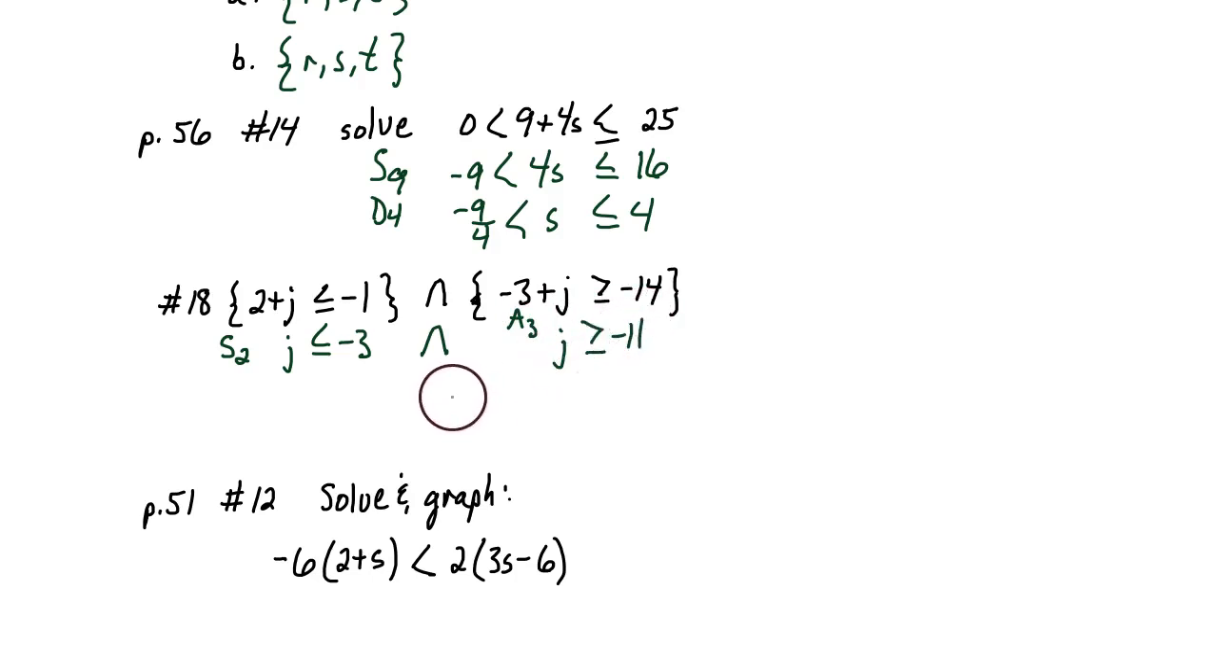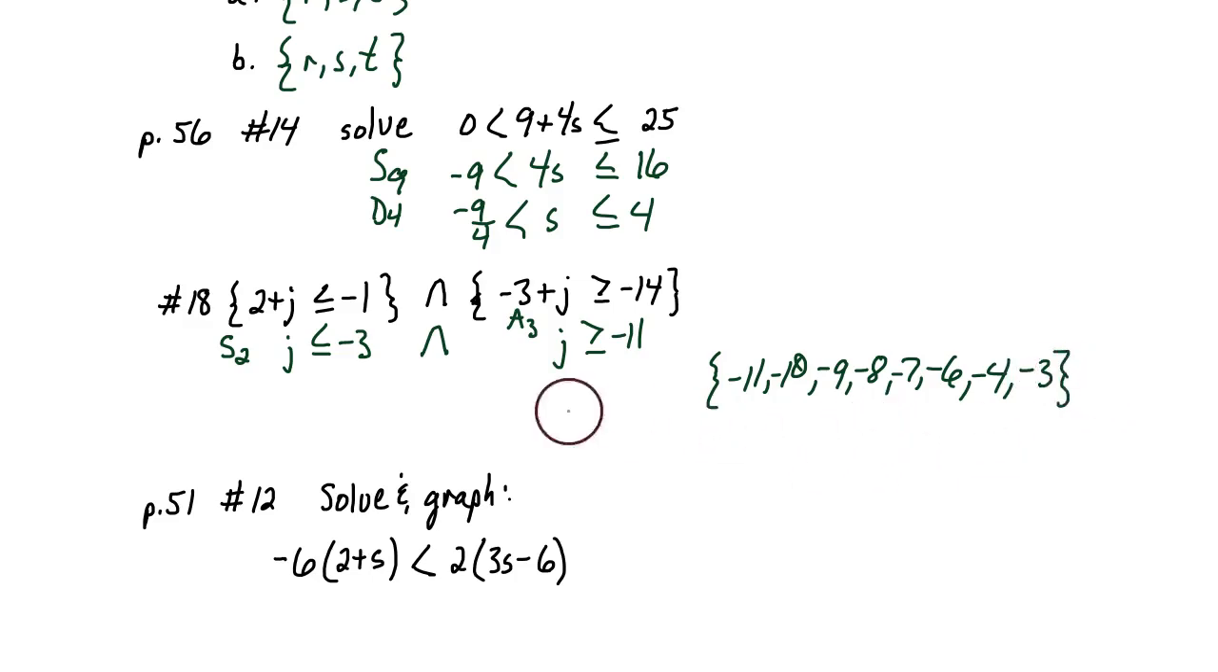We want the intersection of these two results. We want to know all the numbers that are answers for both of them. It must work for both of them. So what are the numbers that are less than or equal to -3 and at the same time they're greater than or equal to -11? Here's that list of numbers. -11 works. -10, -9, -8, -7, -6, -4, and -3. Only these numbers satisfy the first condition and satisfy the second condition.